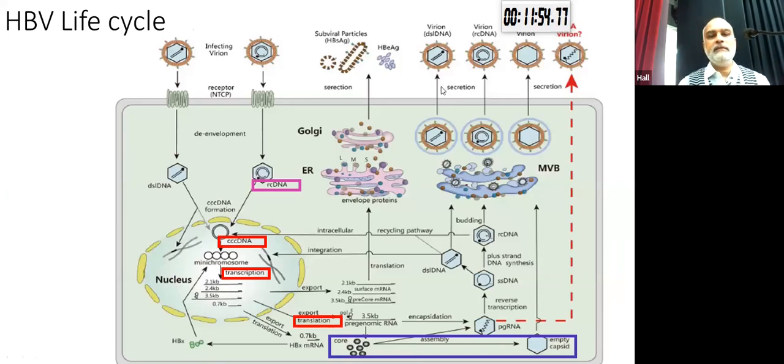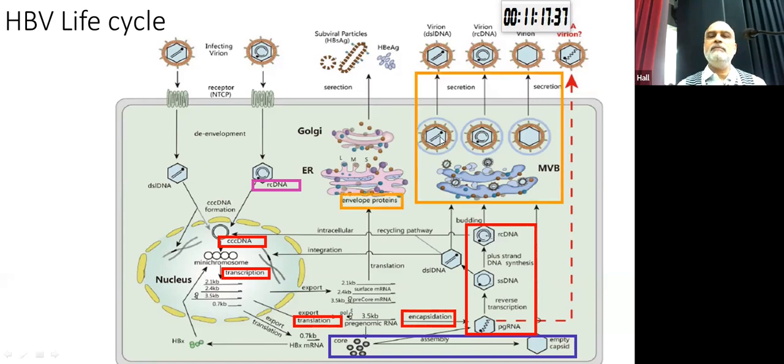So let's see the life cycle. Once the virus enters, relaxed circular DNA is released, which goes into the nucleus of the liver cell, and cccDNA is formed. Transcription occurs, and various messenger RNAs are formed. They come out of the nucleus, then translation occurs. So first, the core is assembled into the capsid. Next, the pre-genomic RNA goes inside the capsid. Then reverse transcription occurs, single-stranded DNA is formed, then the double-stranded relaxed circular DNA is formed, then it acquires the envelope and is secreted.